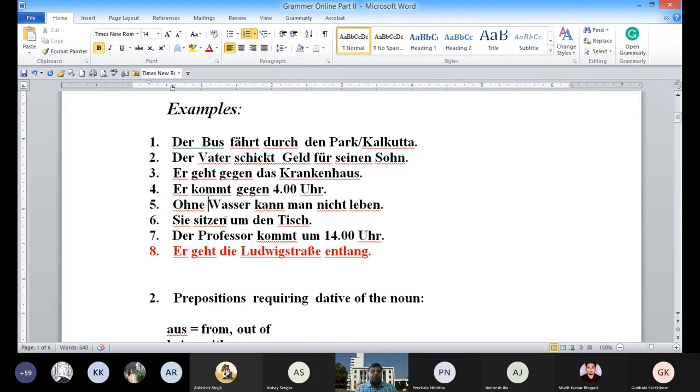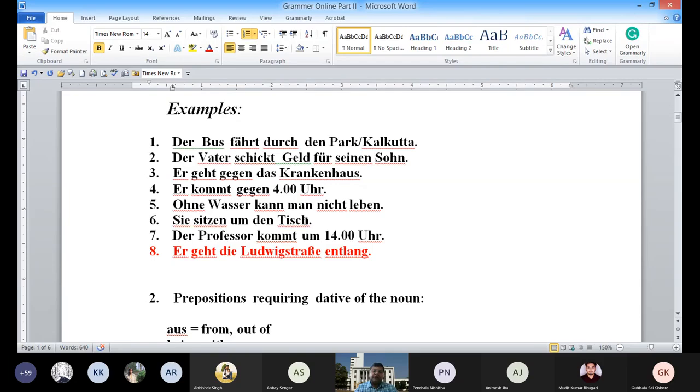Sie sitzen den Tisch. Sie means they, or you. Sitzen, S-I-T-Z-E-N. What is the meaning of sitzen? To sit. Sie sitzen, they are sitting den Tisch, at the table. It means there is a big table, and around the table people are sitting on chairs. So that is called at the table. So, Sie sitzen den Tisch.